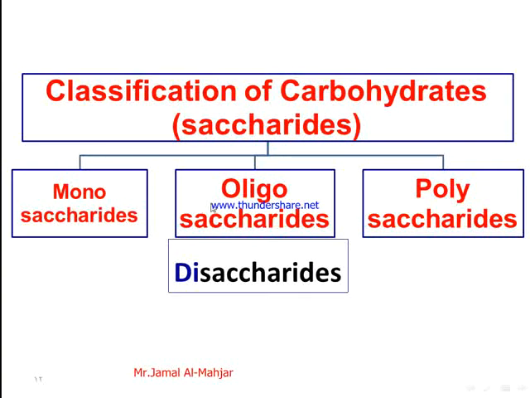If we talk about 2, we call them disaccharides. So disaccharides are branches from what? From the oligosaccharides. We will talk about only disaccharides from the oligosaccharides. And polysaccharides, if you have more than 10 units of monosaccharides, in this case we call them polysaccharides. We will study them.